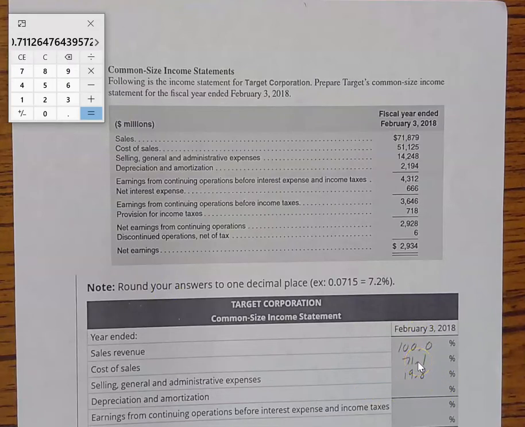And so when we compare the cost of sales to sales revenue, this is what we call vertical analysis, because we're going up and down. If we were to plot another company over here and look at their cost of sales versus this 71%, then we would be doing horizontal analysis. So notice we've got selling, general, and administrative expenses of 14,248. So I put that into the calculator already, and I divided by the same 71,879. And it came up with 19.8%.